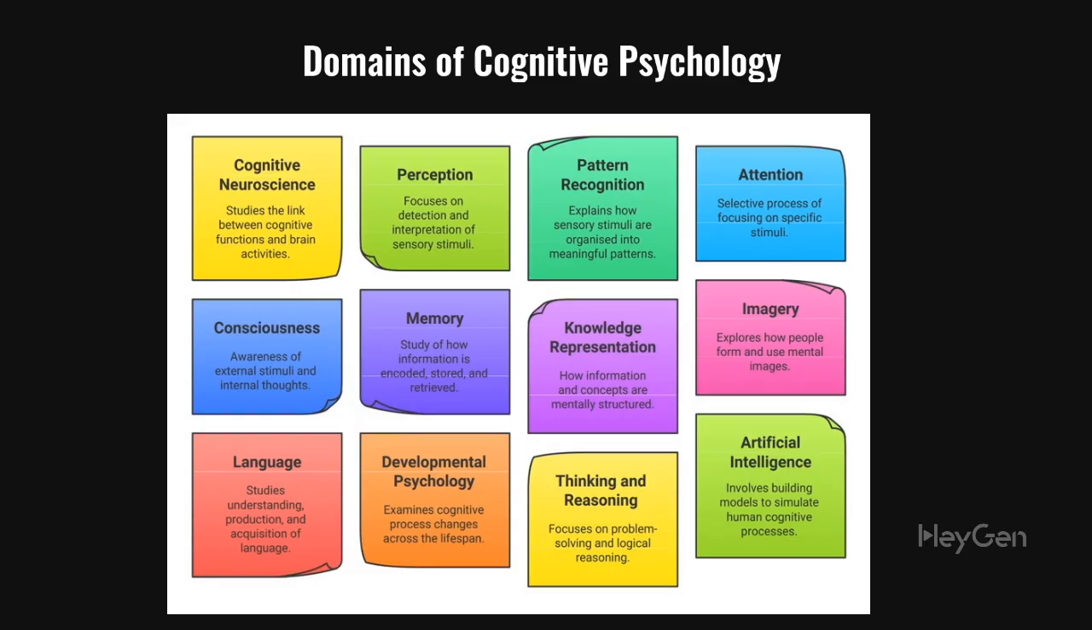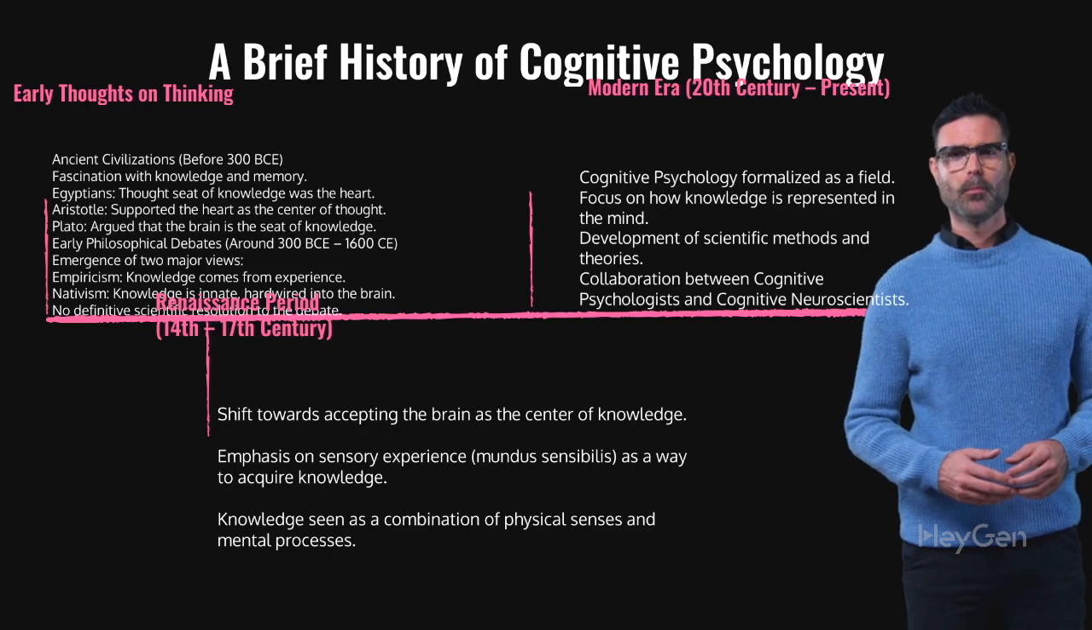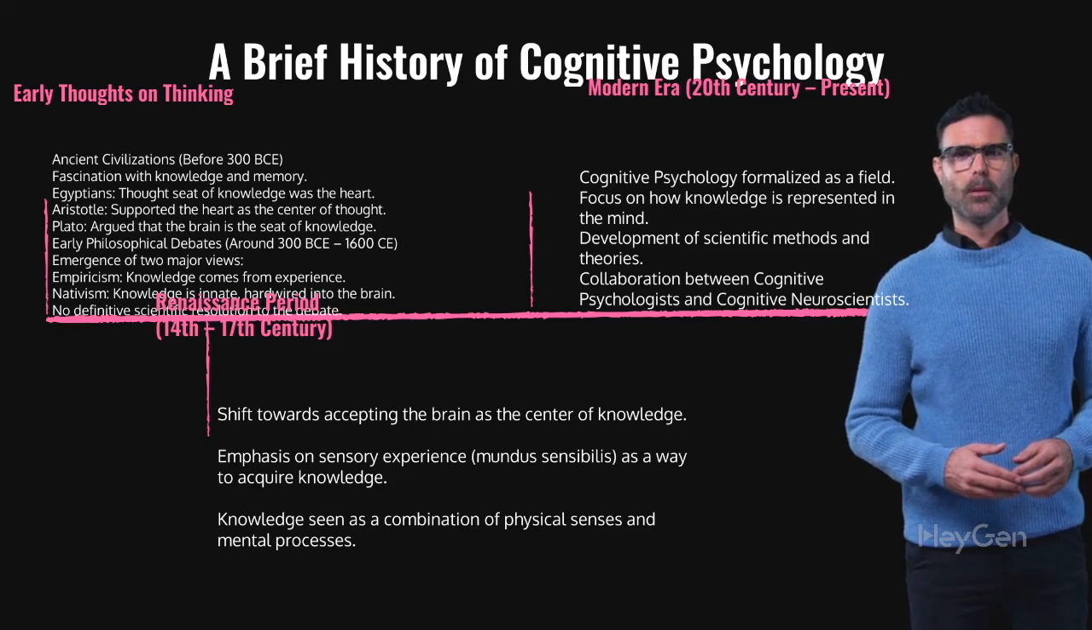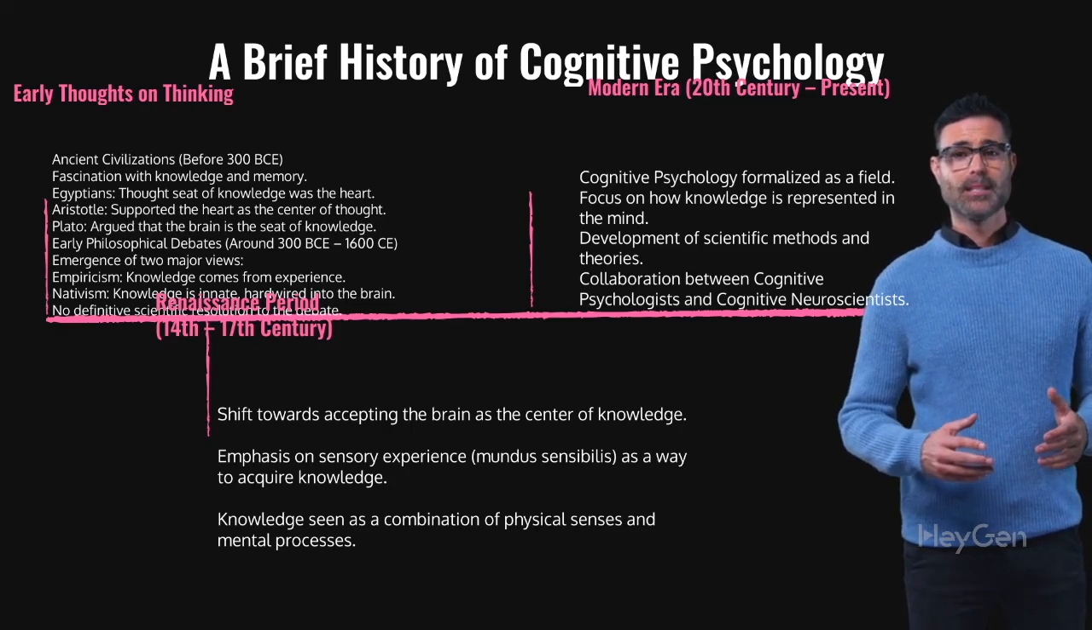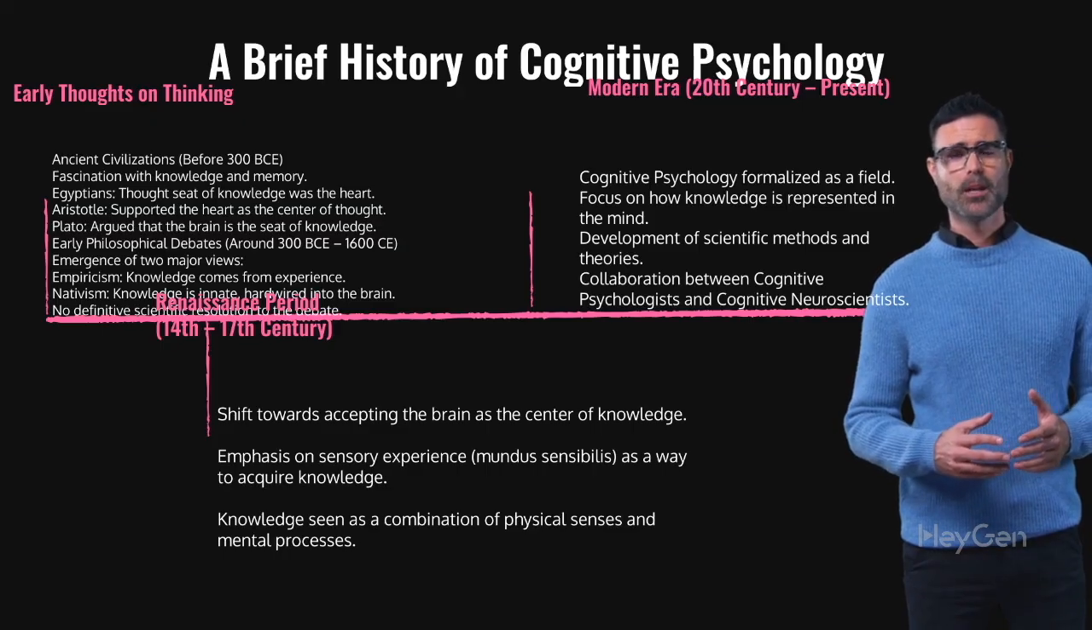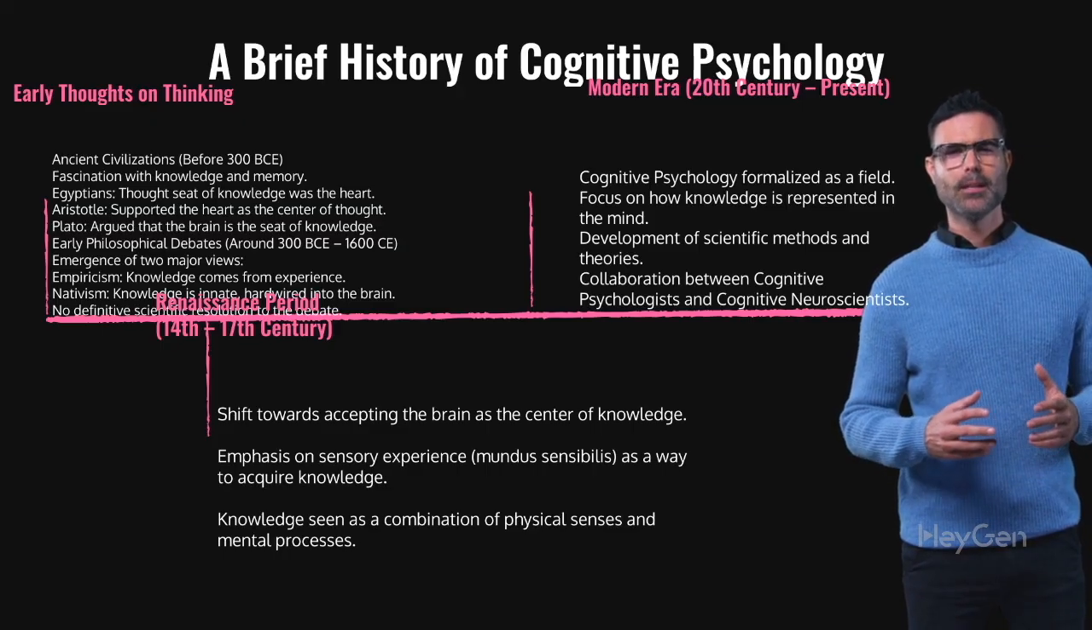Artificial intelligence research creates computer programs that simulate human cognitive processes. Studying AI helps cognitive psychologists understand the principles underlying human intelligence by comparing machine and human problem solving. Where does knowledge come from? And how is it represented in the mind? These eternal questions have fascinated humankind for centuries and remain fundamental to cognitive psychology today.